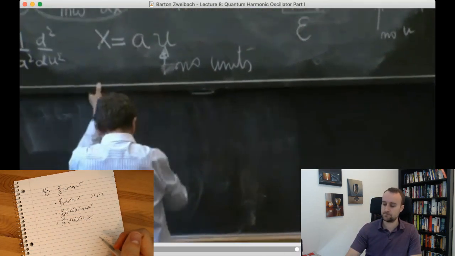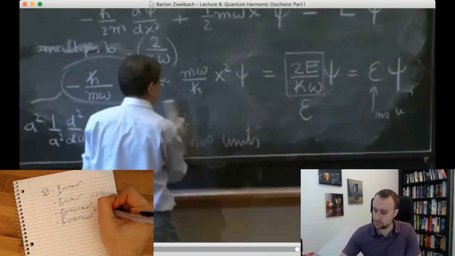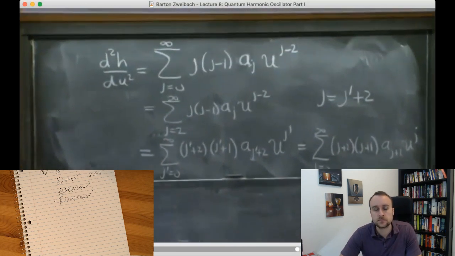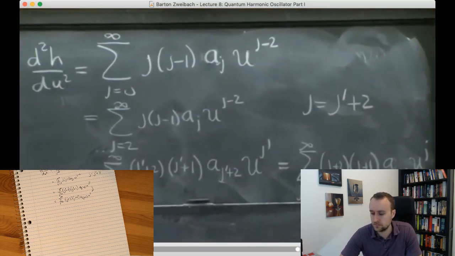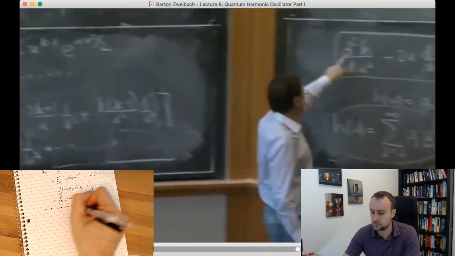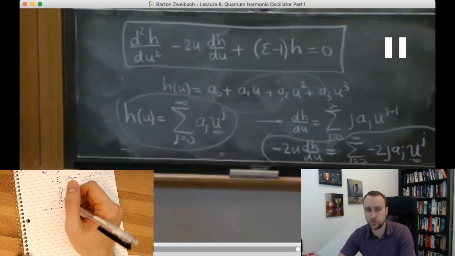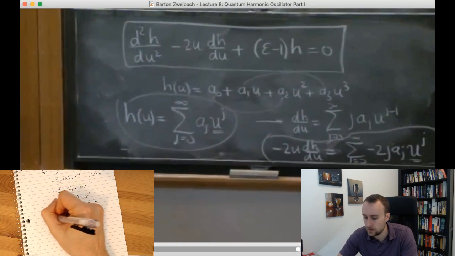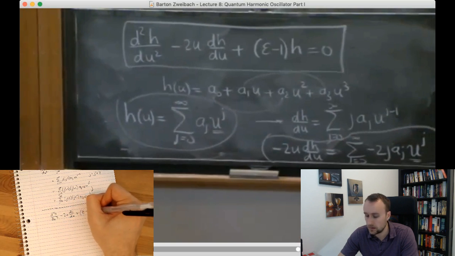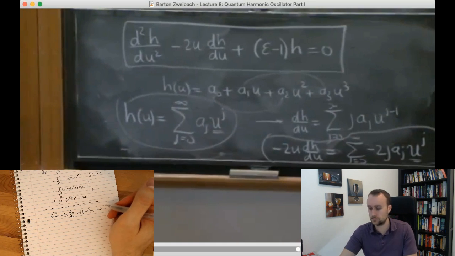So we got the series expansion of everything, so we just plug into the differential equation. So where is the differential equation? It's here. So I'll plug it in. Let's just rewrite the differential equation here: d squared h over du squared minus 2u dh over du plus (e minus 1) h equals 0.